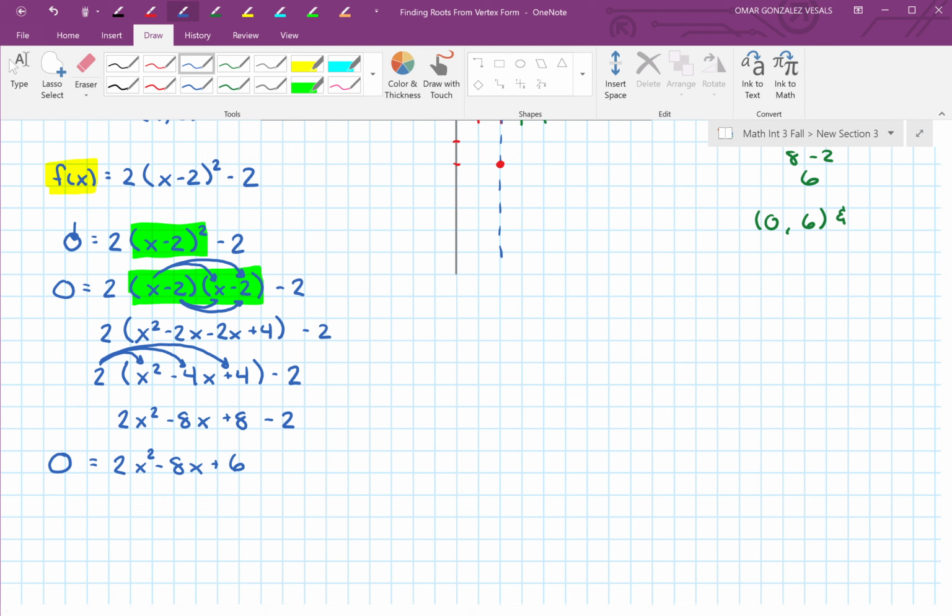Okay? So now look, now that you're here, now comes the kind of hard part. So 0 equals 2x squared minus 8x plus 6. What kind of form is this in, guys? Yes, but you don't want to do that yet, okay? I'm going to show you guys how to do this first, okay? This is in standard form, right? So we all know what a, b, and c is.